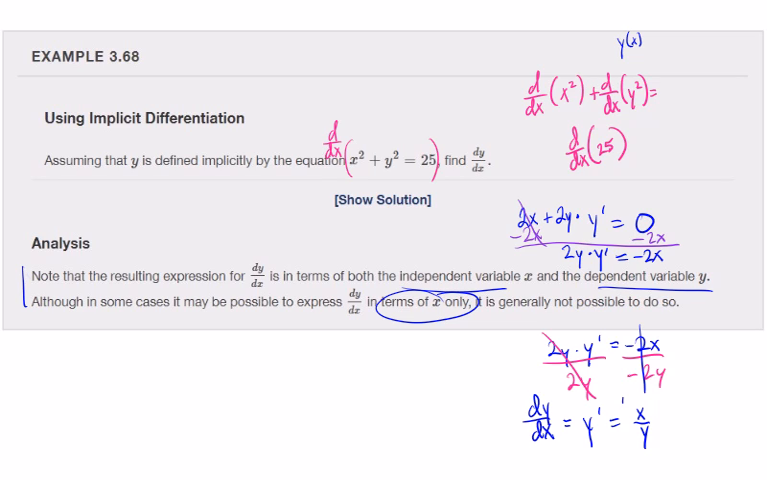All right, so here's our answer, and you don't necessarily have to write dy dx. You can just write y prime. That's fine, but just remember that y prime and dy dx are the same thing. I think you already know that by this point.